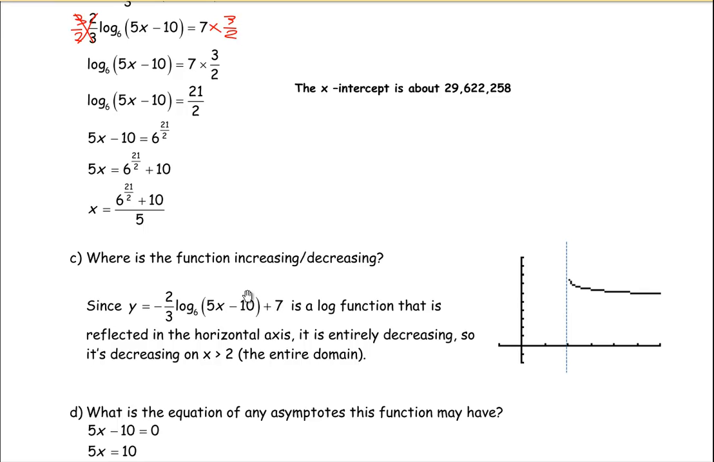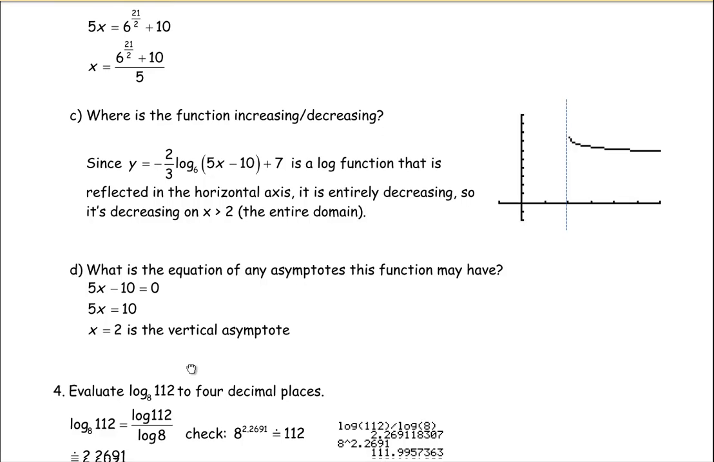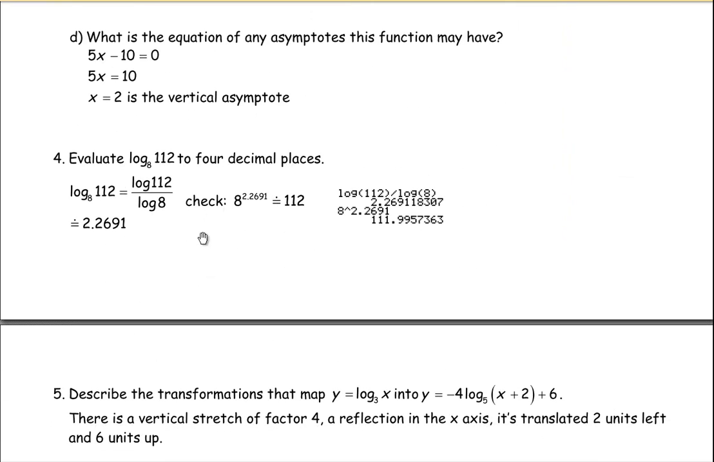Where is the function increasing or decreasing? Well, logarithmic functions are either completely increasing or completely decreasing. Because of the negative here, that's why the logarithmic function is decreasing, it goes down. If that was a positive, actually you would go asymptotically down here and it would rise as you go towards the right. So this is a completely decreasing function, so on the entire domain it's decreasing. And we've already talked about the asymptote for D here, so question number 3 is done.